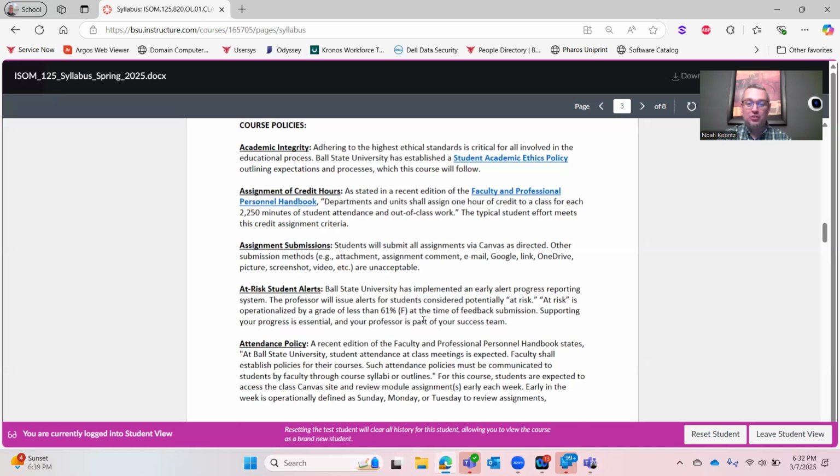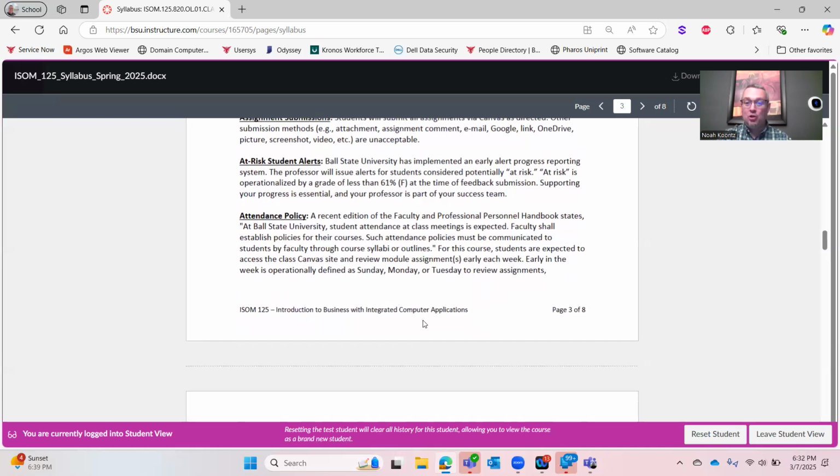At-risk student alerts. Ball State has implemented an early alert progress reporting system. I will issue alerts for students considered potentially at risk. This is operationalized as a grade of less than 61%, which is an F, by the way, at the time of feedback submission. Supporting your progress is essential, and I'm going to be part of your success team.